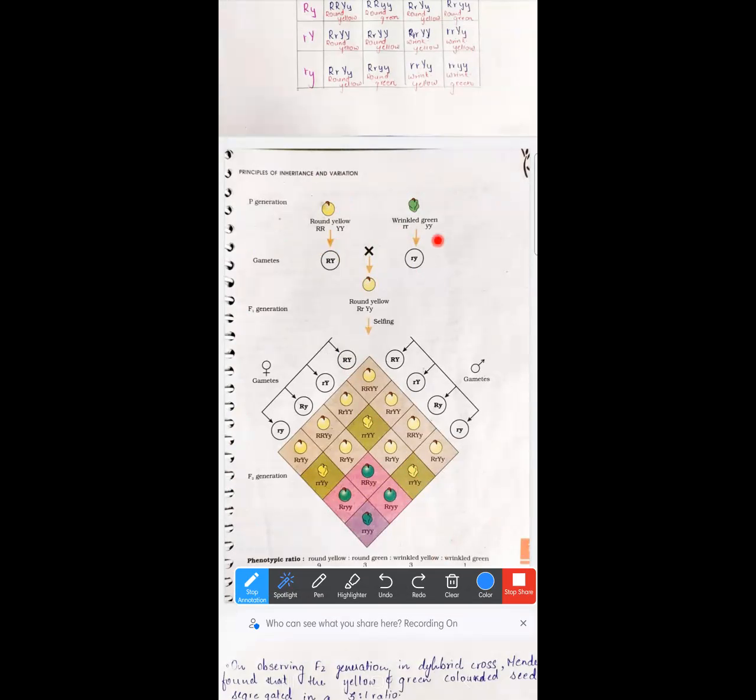We can see that the diagram shows that here it's dominant, means it is round and yellow. Here it is recessive, that is wrinkled and green. The heterozygous F1 generation is also round and yellow. And you can see here that most of these are round and yellow, but they may be heterozygous or homozygous.